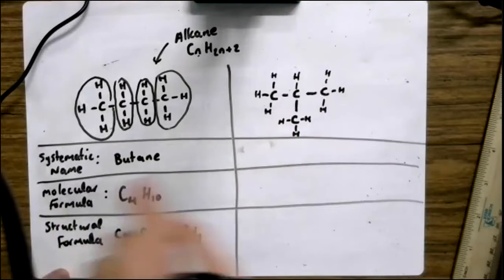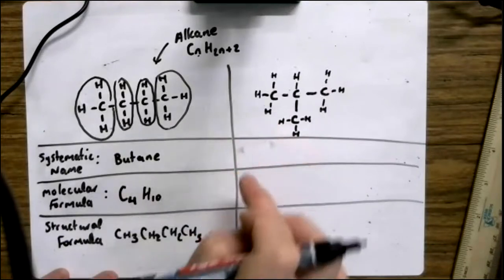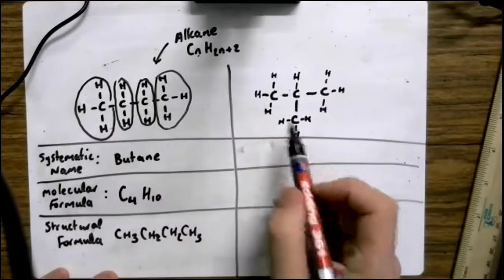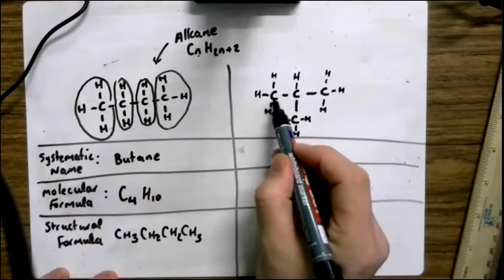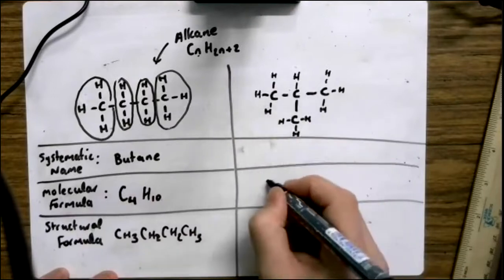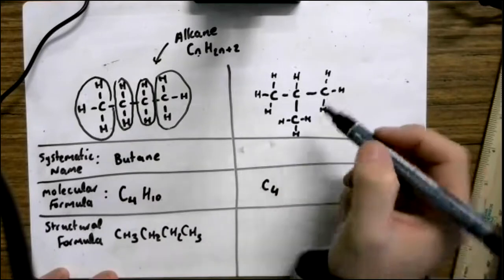Okay, you should only be playing the video if you've drawn this down and tried to write the molecular formula. So I hope you got that there are 4 carbons, 1, 2, 3, 4. Now they're not all in a chain, but there's still 4 carbons. So C4.